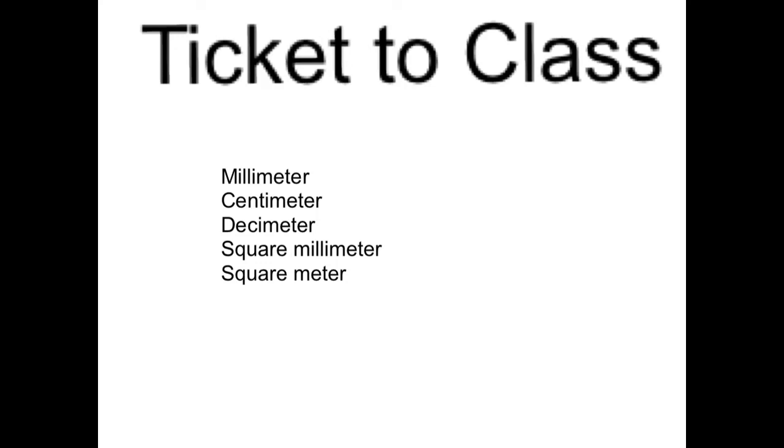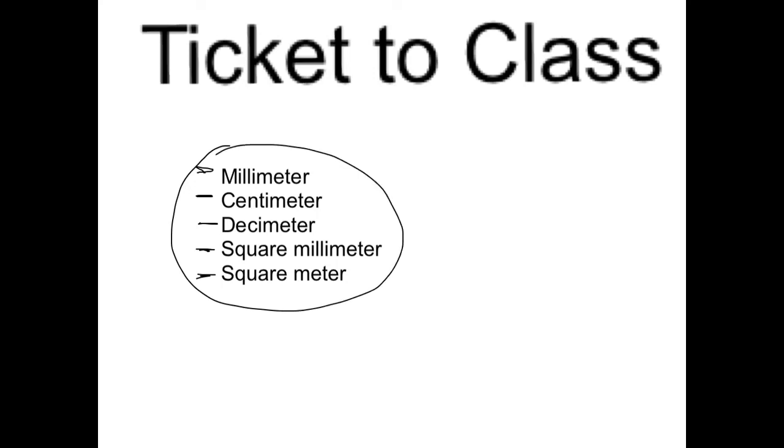Then, boys and girls, your ticket to class is to actually take out a piece of notebook paper, or just a blank sheet of paper. And similar to what I did on the last slide, I want you to find objects around your house that you could measure in millimeters, centimeters, decimeters, square millimeters, remember that's area, and square meters, so another area measurement. So go ahead and look around your house and then write down the different objects that you found that you could measure with these units of measurement. Please bring that back with you tomorrow for class. We'll see you then.